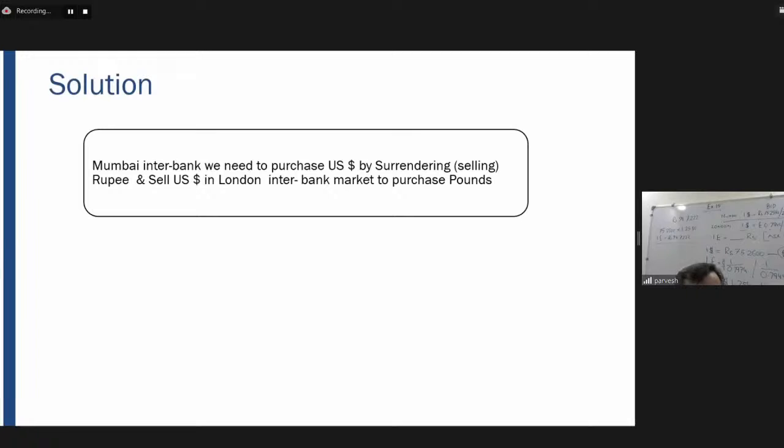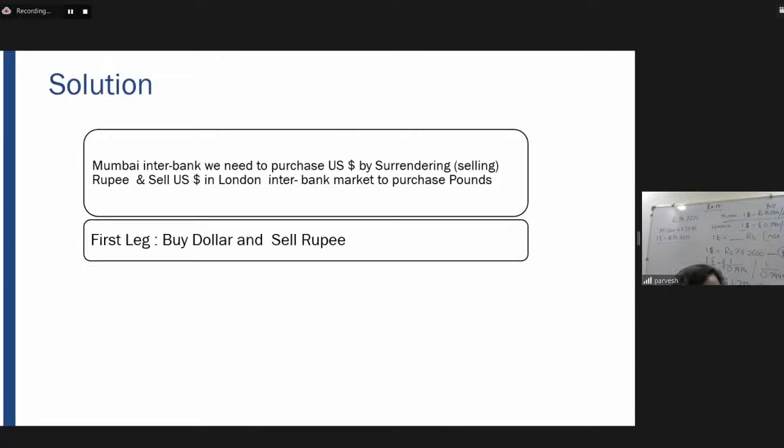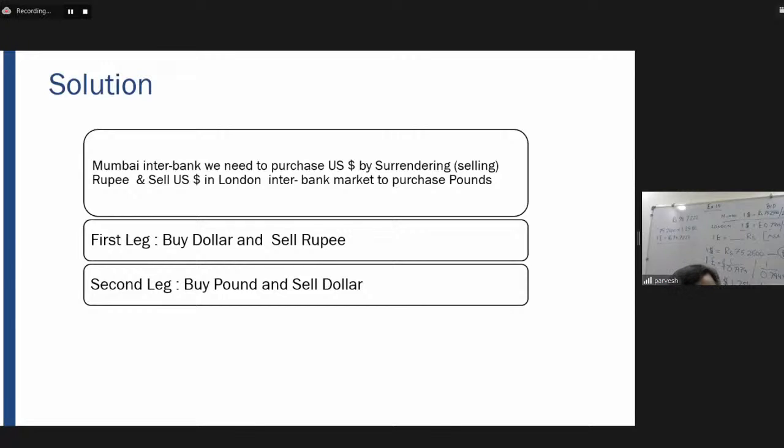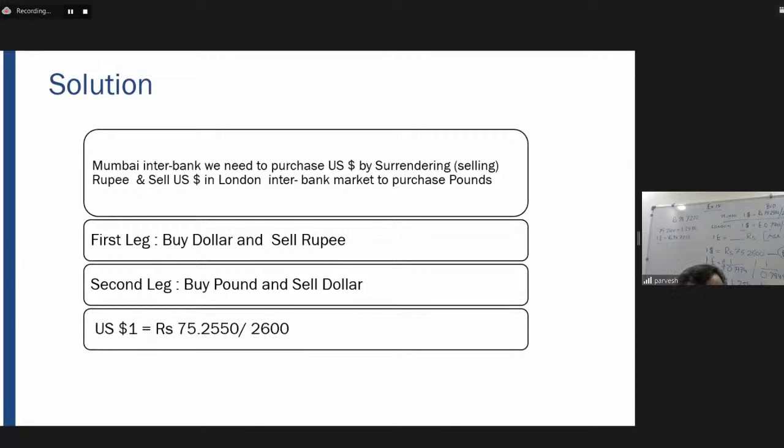So in the Mumbai interbank market, we need to purchase US dollar by selling rupee. So first, we will be buying dollar and then selling US dollar in London interbank market to purchase pounds. This is the logic we use to calculate the cross rate. So the first leg is buy dollar, sell rupee, so that as an Indian, we sell rupee and buy dollar. And then we buy pound by selling the dollar which we purchased in the first leg. So we get the rate. This is the logic sequence. So we know that $1 is equal to 75.2550/2660. So here, if I want to buy dollar, what price should I pay?